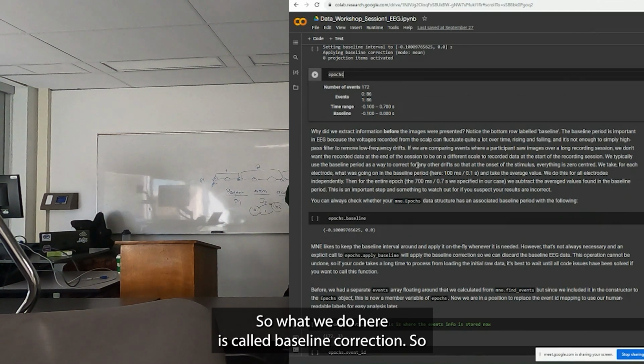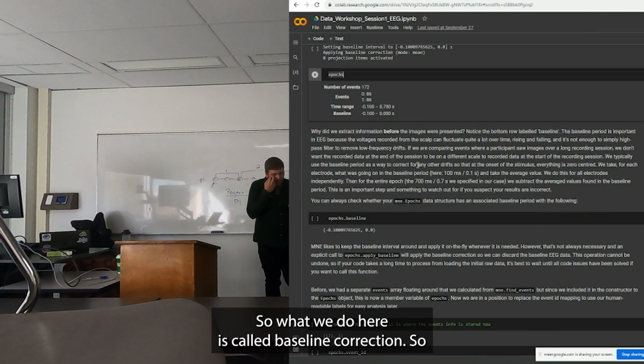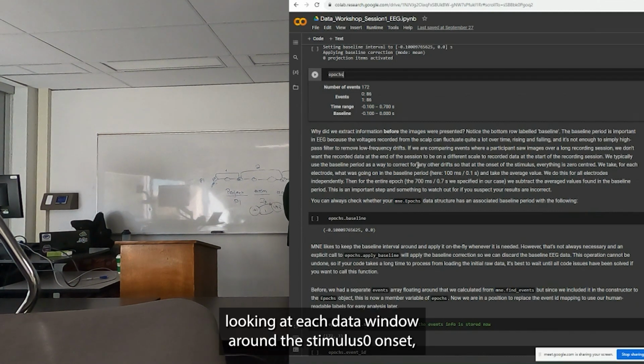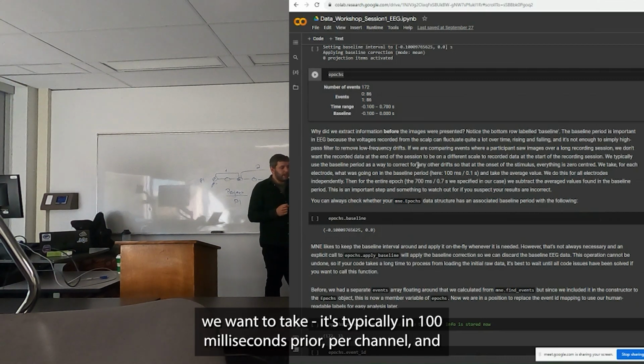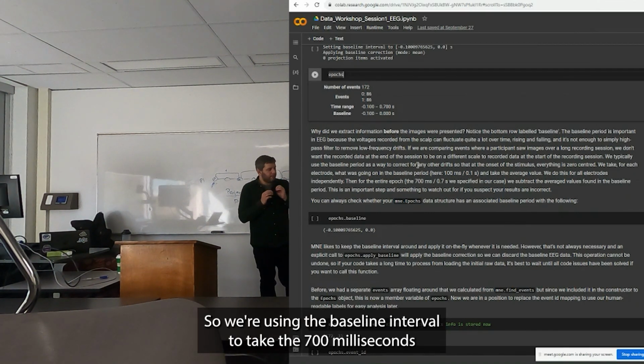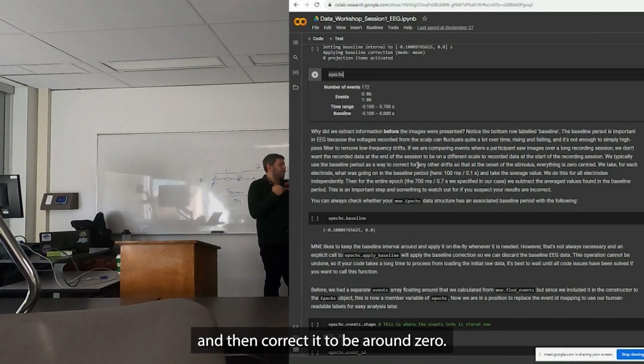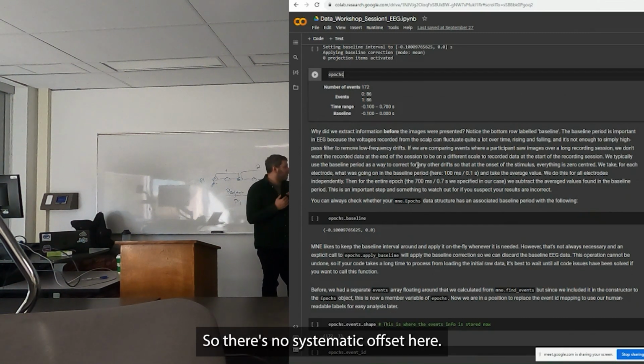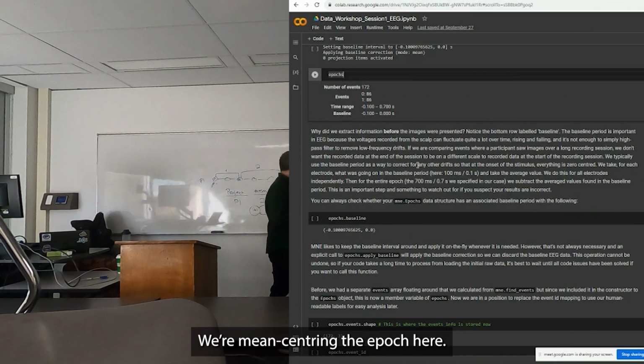So what we do is a baseline correction. As we're looking at each data window around a stimulus onset, we want to take, typically, 100 milliseconds prior per channel, take the average of this and just subtract it. So we're using the baseline interval to take the 700 milliseconds and then correct it around 0. So there's no systematic offset here, because we're centering the epoch.